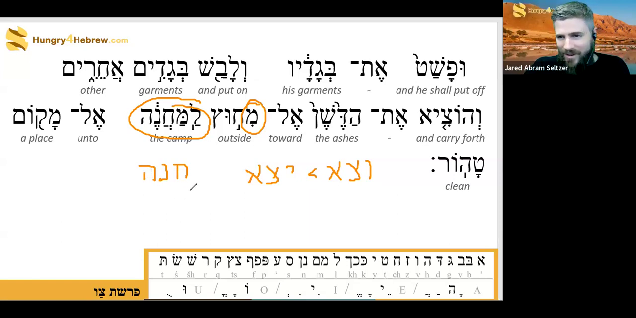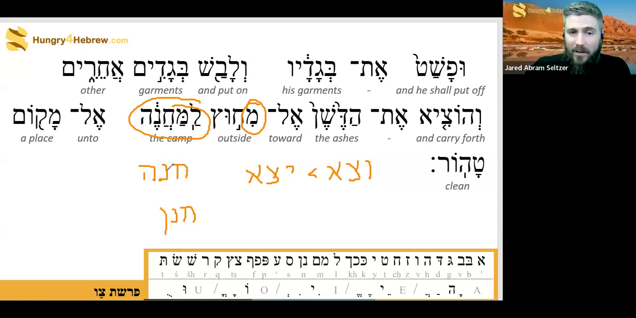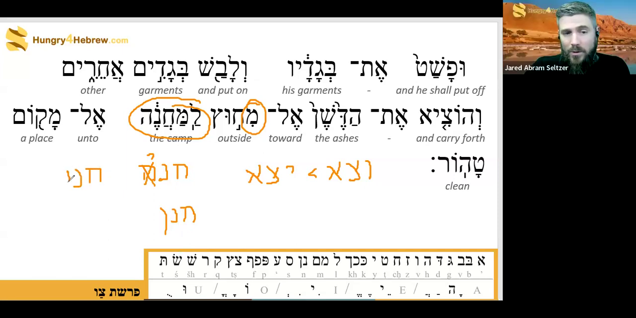This is not chana as in Hannah. That comes from chen, grace, which is chet nun nun. But here, chet nun hey, it's actually chet nun yod, is to set up camp, to park, to camp. In modern Hebrew, a store is a chanut.